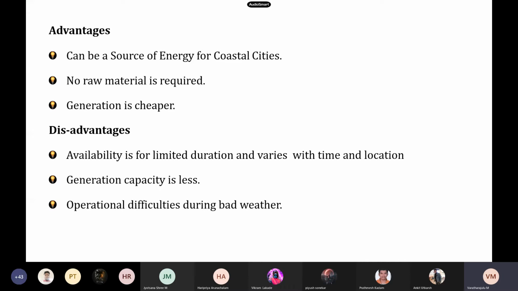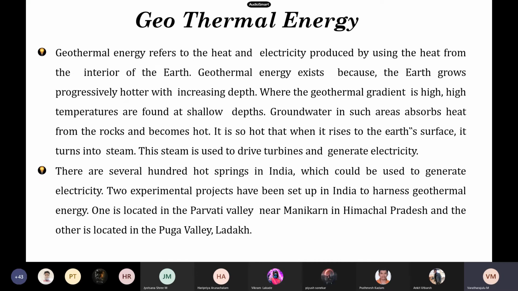Operating difficulties arise during bad weather, as it purely depends on the weather conditions, and there might be various issues related to them. The erection and installation might be the biggest drawback, and it will take time. The erection, commissioning and installation time is huge, and the capital investment is also very high. And geothermal, yesterday itself I told you.